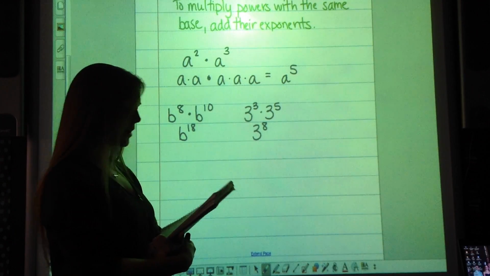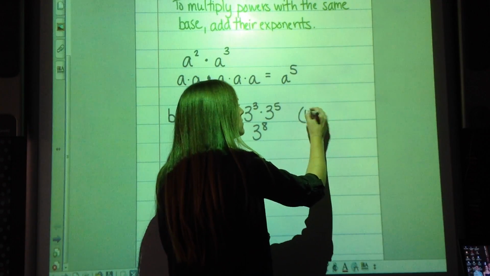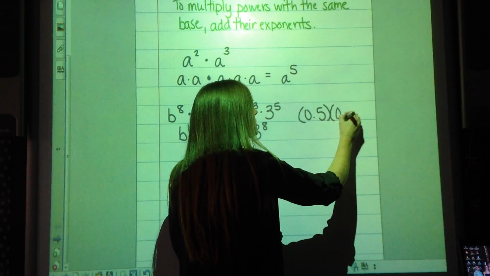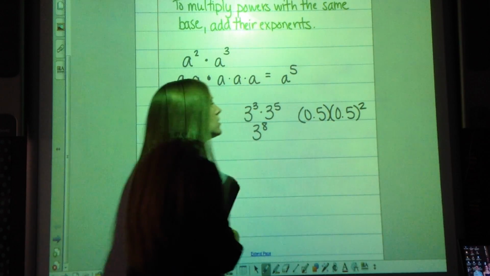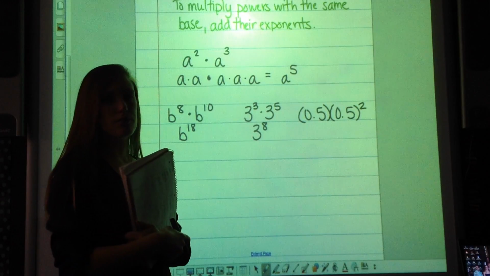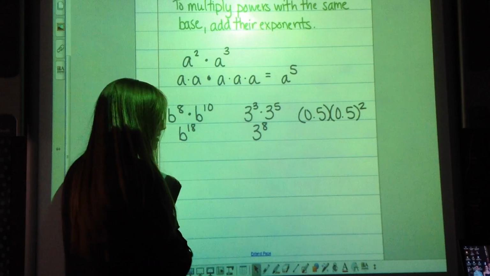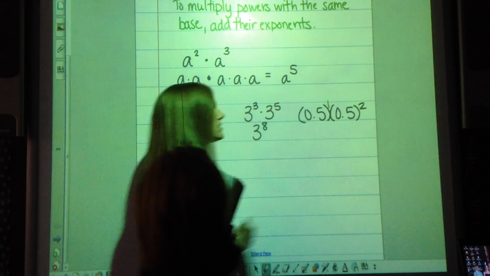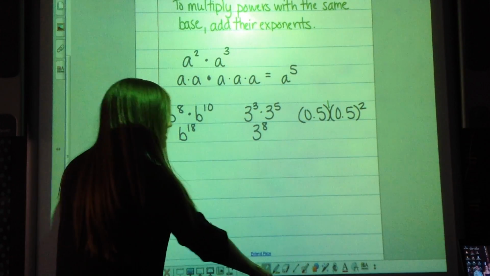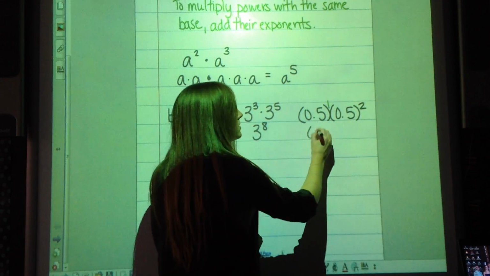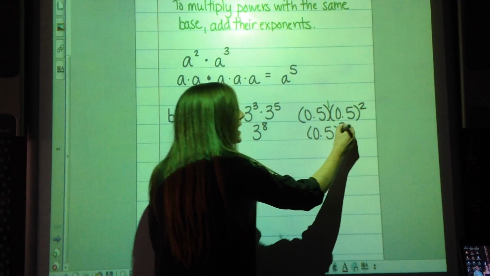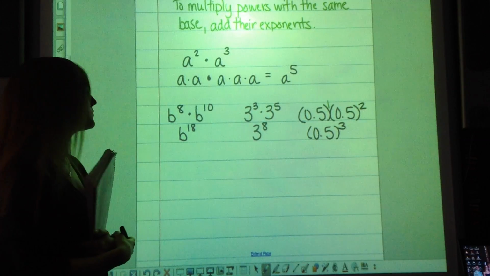This works with decimals as well. Here my base is 0.5. The parentheses on the left has an exponent of 1. When there isn't an exponent there, it's always a 1. So their bases would stay the same, and you would add their exponents.